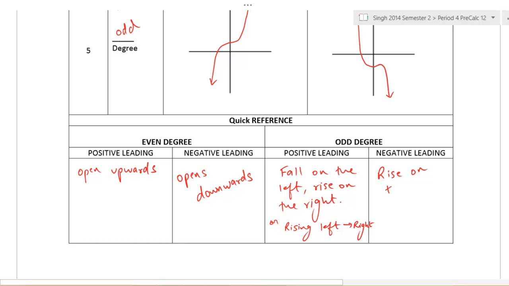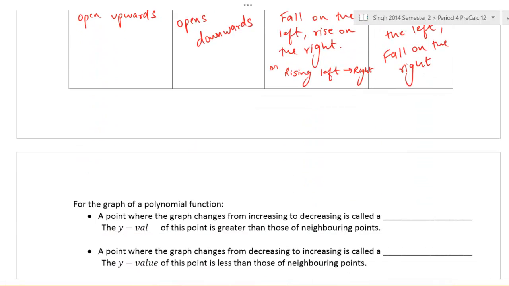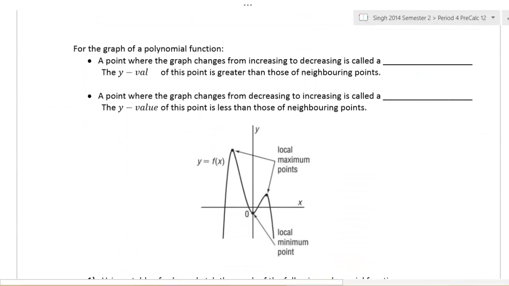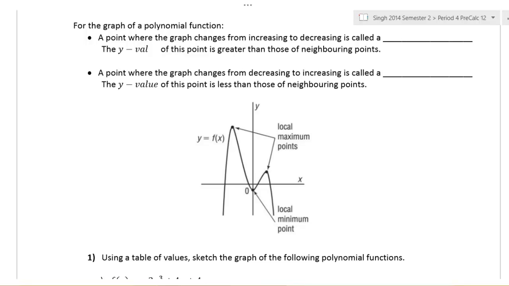Rise on the left, fall on the right. So those are some common properties that we have observed out of all the different functions we have evaluated so far. And we're going to try and use these properties to generalize evaluating these functions. So here's our next set of definitions that we need to know.